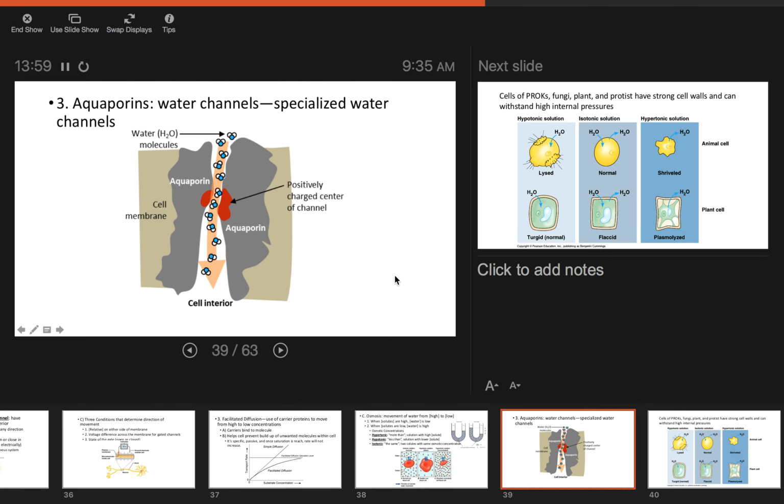Aquaporins are water channels that specialize in movement of water. They were realizing that the rate of the cell size change due to water wasn't happening as fast as it should. And so they're like, something must be assisting this, and they discovered aquaporins. So aquaporins were just recently discovered, I'd say within the last 15 years. But aquaporins, their main job, move water. They are protein channels that move water.